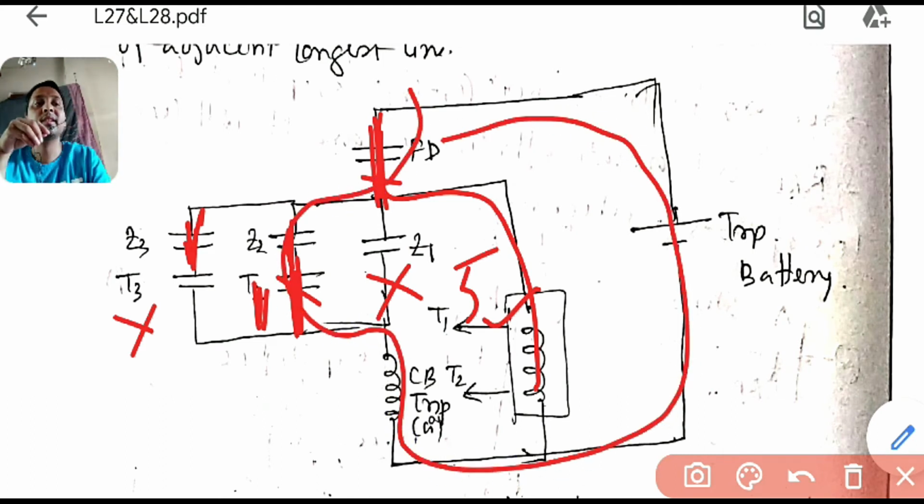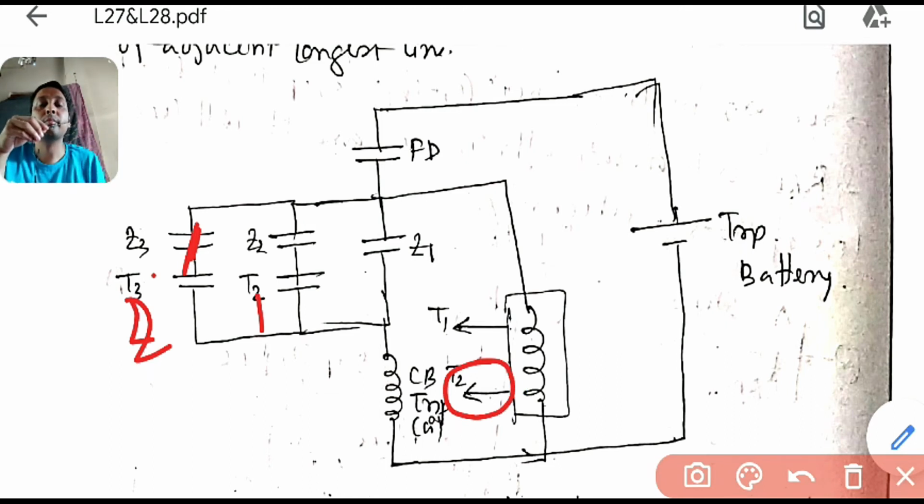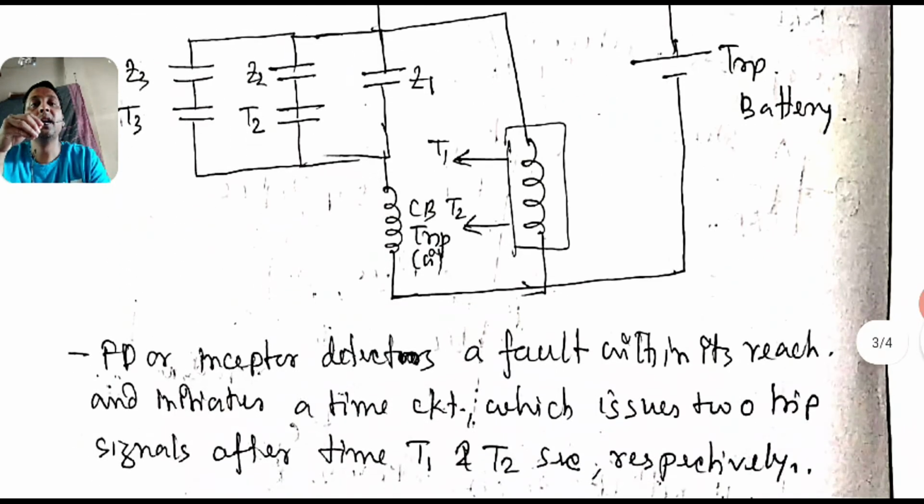So similarly, if it is in the third step, then Z1, Z2 will not feel it, only Z3 will feel it, but it will not trip because T1 and T2 should be on, and T2 is not on until 10 seconds, because we have given 10 seconds. Hypothetically I am saying. So it will wait; it can come under some other step 1, step 2 relay, so it will wait for that relay to trip. If it doesn't, then T2 will trip. So this is the idea of how it works.